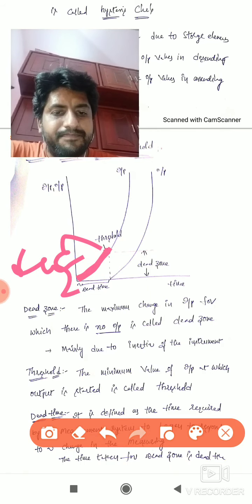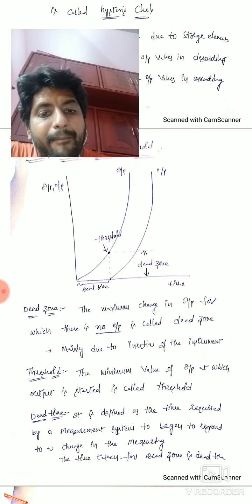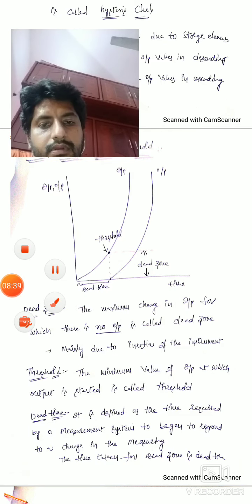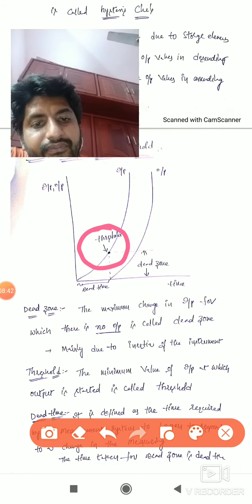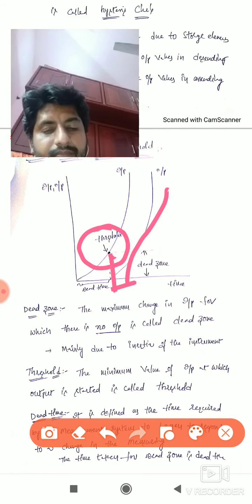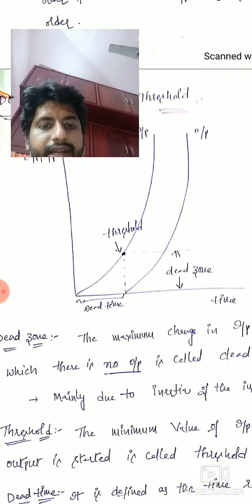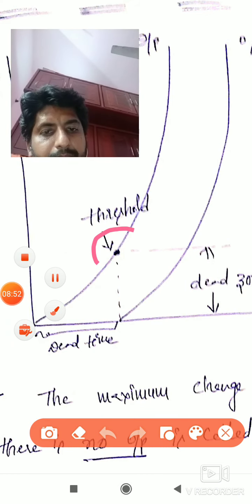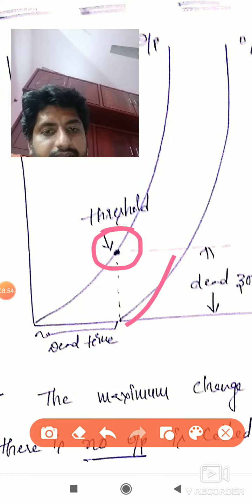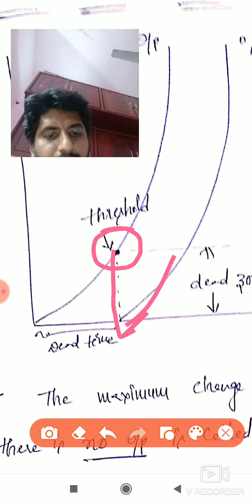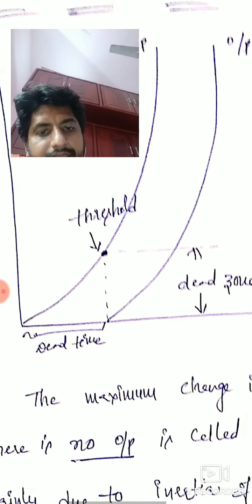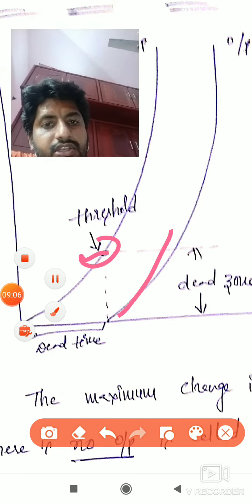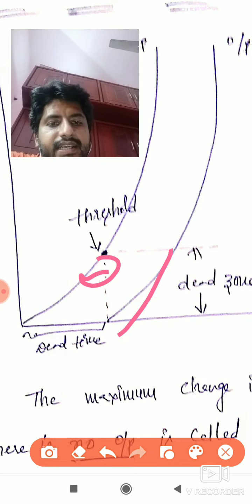Now what is a threshold? Threshold means the minimum point at which my output is started. See, the minimum point at which my output is started, that is called a threshold. I think you clearly understand, right?